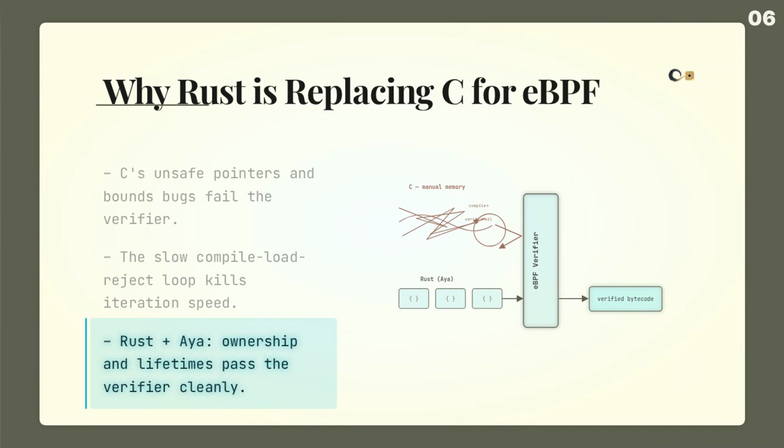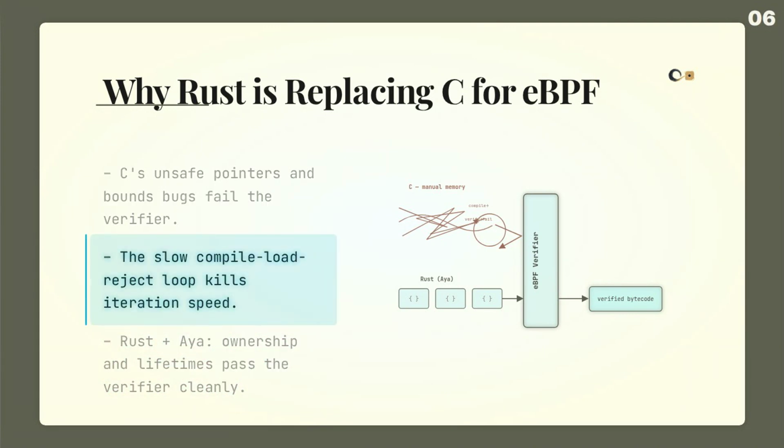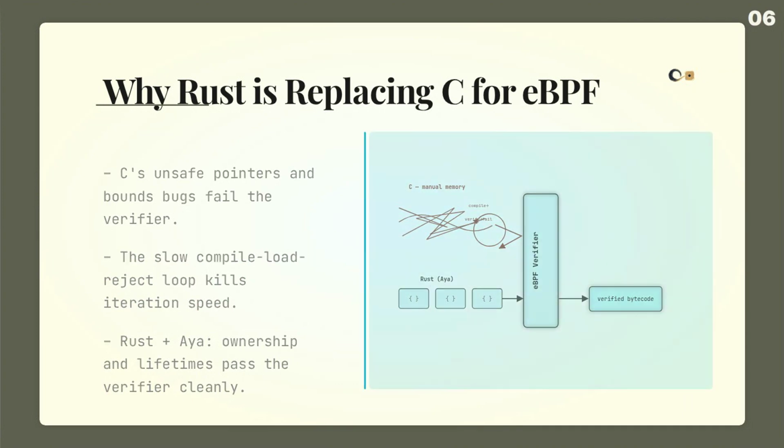This is where Rust and modern frameworks like Aya come in. Aya is a pure Rust eBPF toolchain and loader. By leveraging Rust's compile-time safety, specifically ownership and lifetimes, we can model the verifier safety invariants directly in our source code. The Rust compiler effectively acts as our local verifier. We call this shift-left verification.